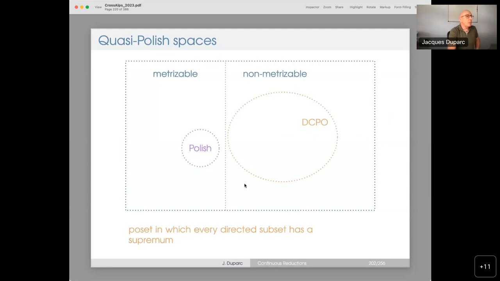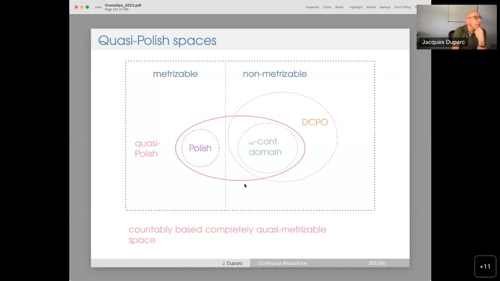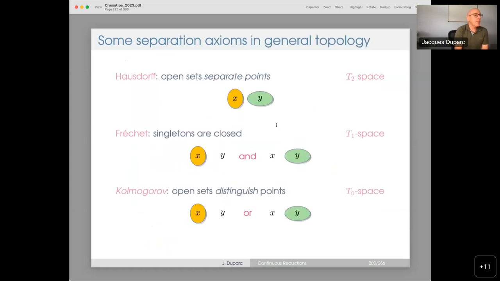Posets in which every directed subset has a supremum. I'll explain it in a few seconds. Among these DCPOs, you have omega-continuous domains. And the quasi-Polish spaces contain all the Polish spaces, but also all the omega-continuous domains. So it's a nice generalization of the Polish spaces. Okay.